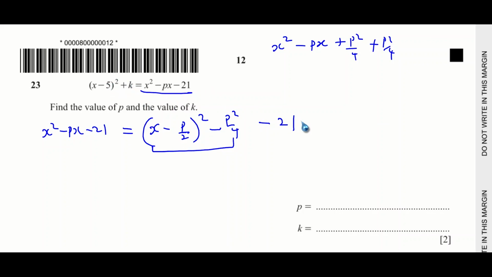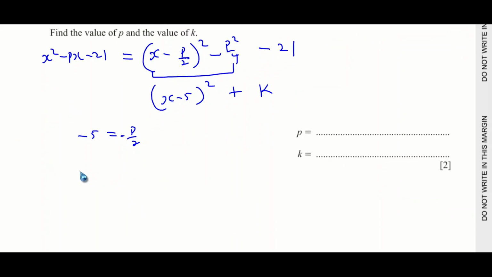If you compare this with this, you see that we have x minus 5 all squared, then plus k. So if you compare now, you see that minus 5 is equal to minus p over 2. So that will be minus 10 equals minus p, which implies p equals positive 10. So p is equal to 10. So if p is equal to 10, by comparison, you see that k is equal to this.